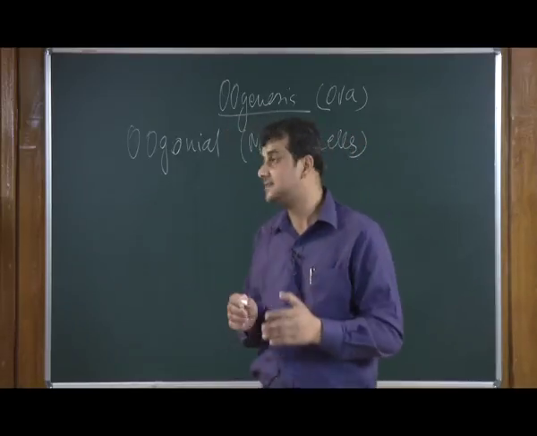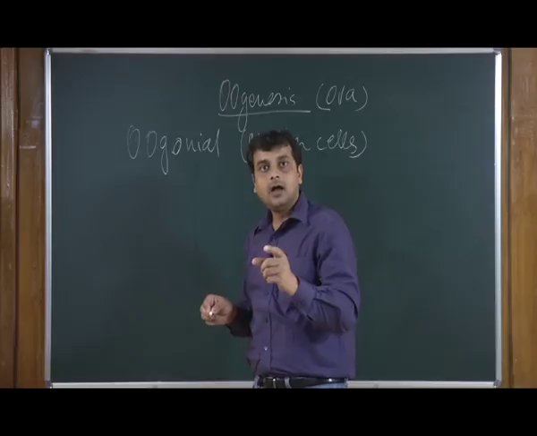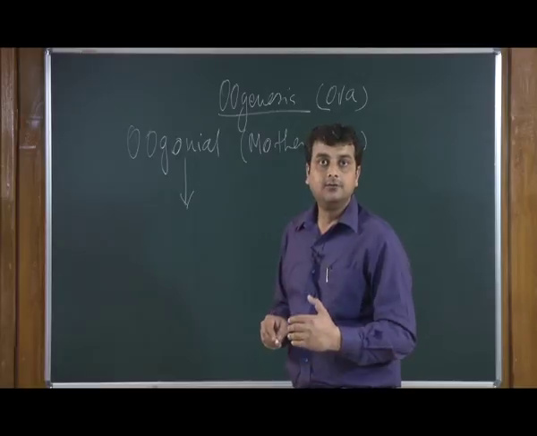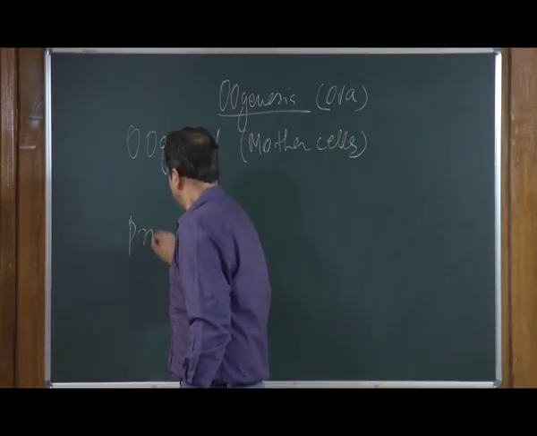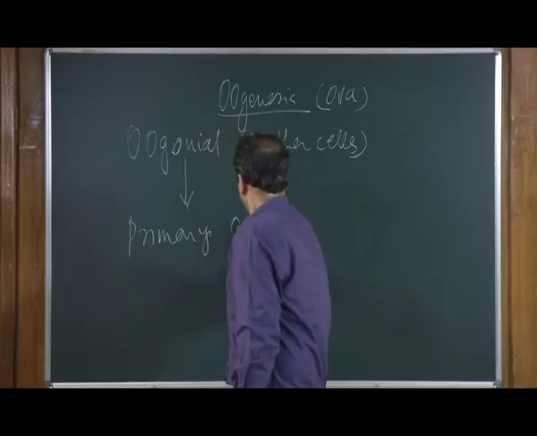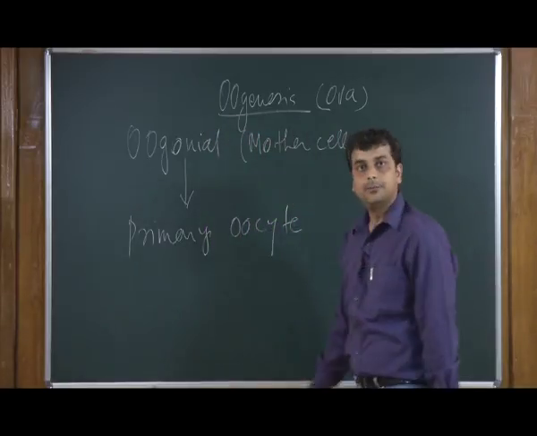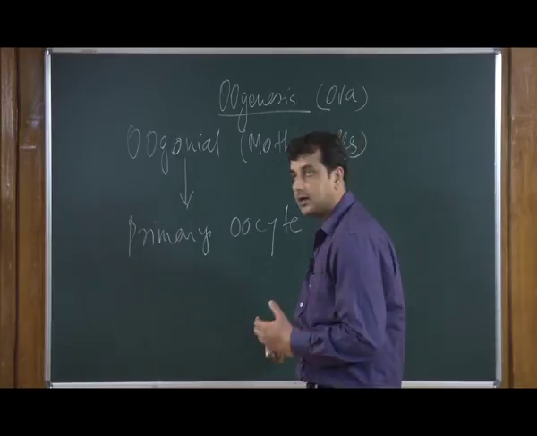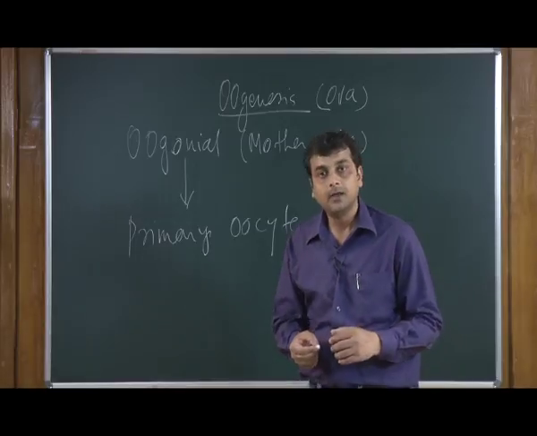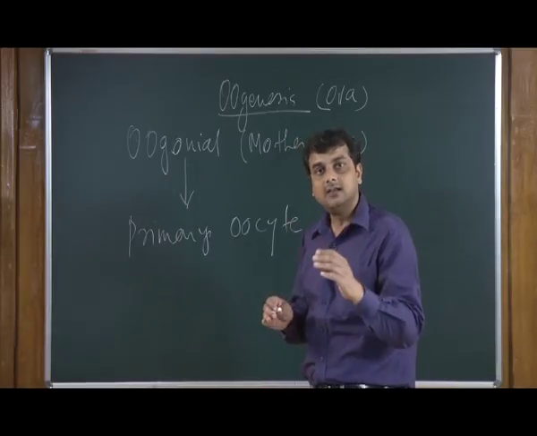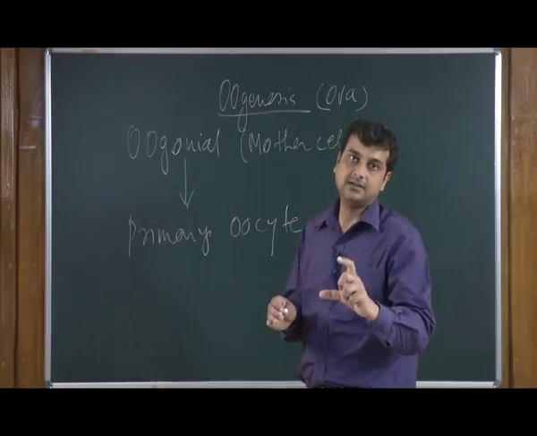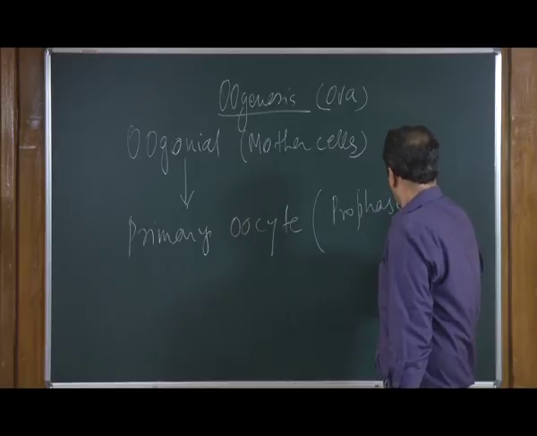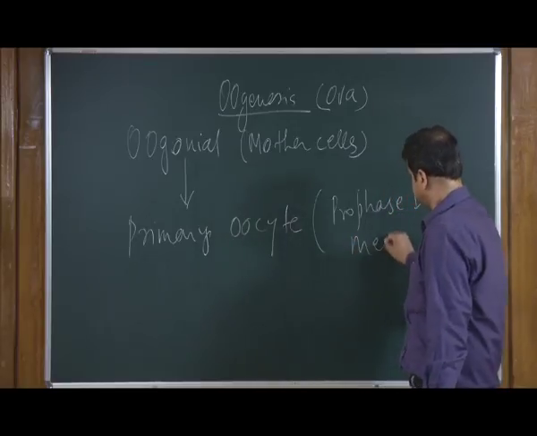These oogonial cells remain in prophase 1. They basically convert into what we call primary oocytes. A single cell is an oocyte, and if we are talking about multiple, we simply call them oocytes. Primary oocytes are cells which remain in an arrested condition, in prophase I of the meiotic division.